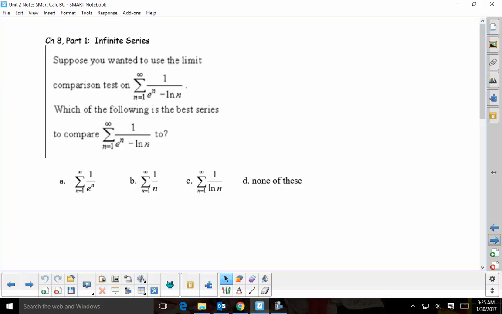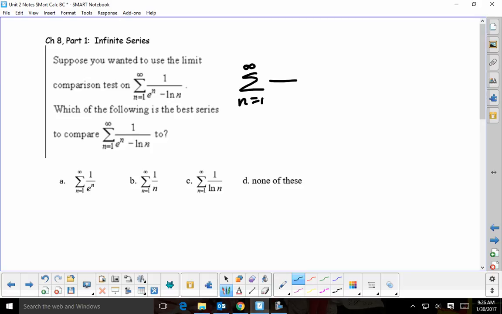On this guy, it says, suppose you wanted to use the limit comparison test. And it looks really weird, right? That one looks tough. But when I use the limit comparison test, I say, okay, I go and I look, and I ignore all but the biggest and the biggest. Agreed? So let's see what I'm going to compare it with.